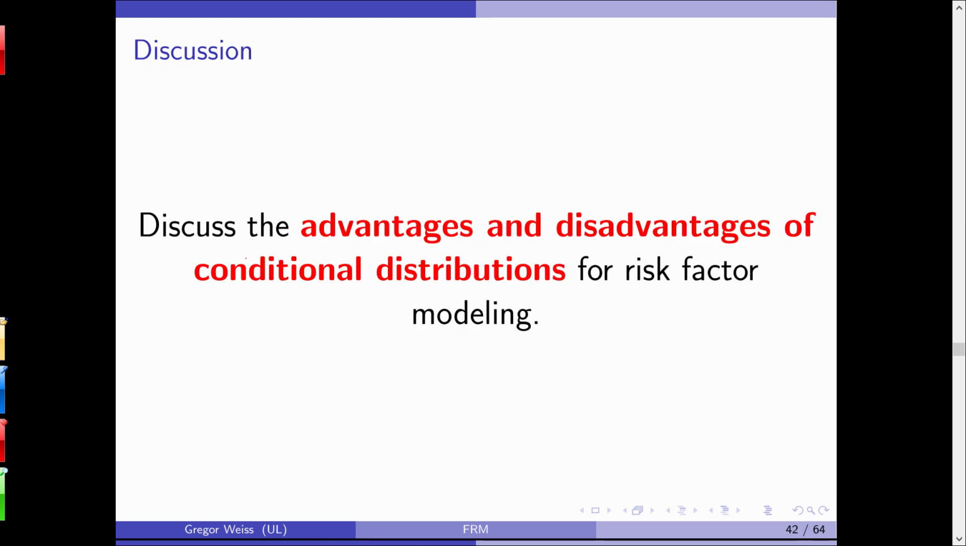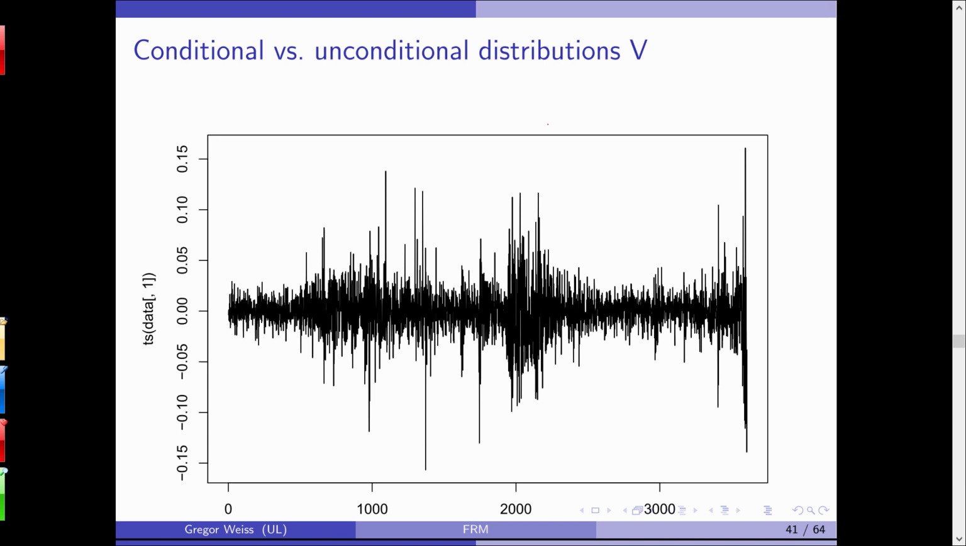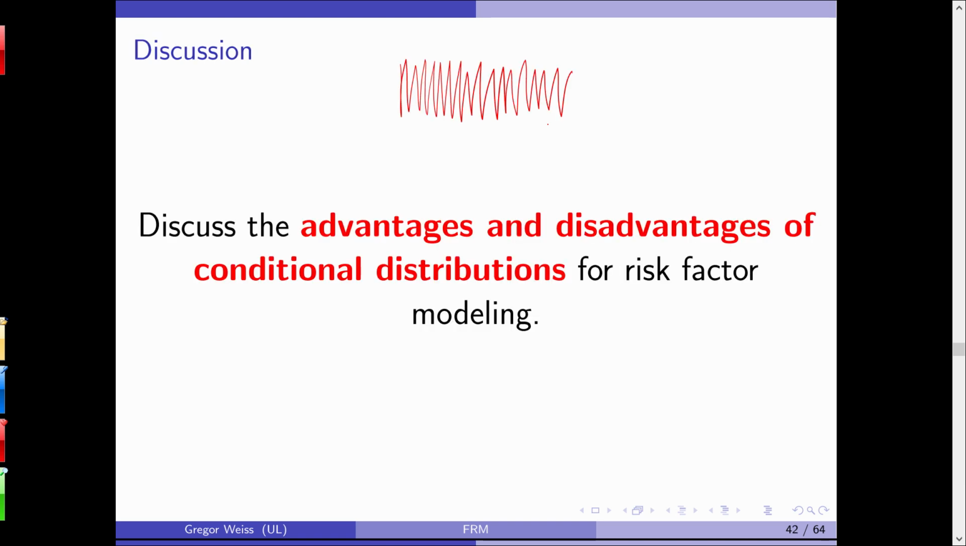If you see something like this, then you know this is an unconditional distribution. It stays the same over time. But as soon as you see behavior like on the slide before, you know you need a conditional model. Okay. Now, the advantages and disadvantages of using a conditional distribution.